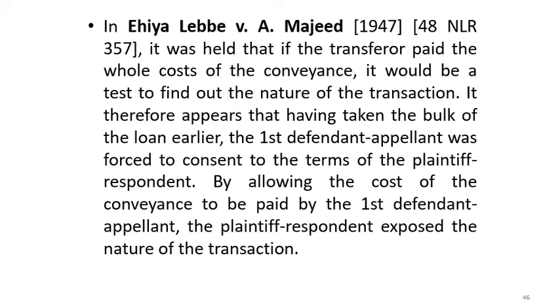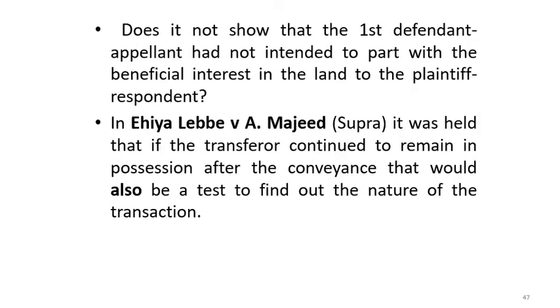It therefore appears that, having taken the bulk of the loan earlier, the first respondent appellant was forced to consent to the terms of the plaintiff respondent by allowing the cost of conveyance to be paid by the first respondent appellant. The plaintiff respondent was exposed to the nature of the transaction. Does it not show that the first respondent appellant had not intended to part with the beneficial interest in the land to the plaintiff respondent, because the seller paid everything? That means he is going to get some sort of beneficial interest. Therefore, the first defendant appellant had not intended to part with the beneficial interest in the land to the plaintiff respondent.